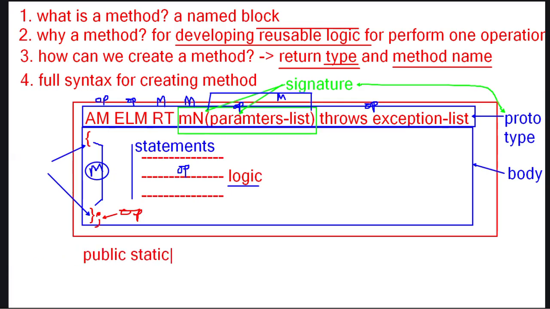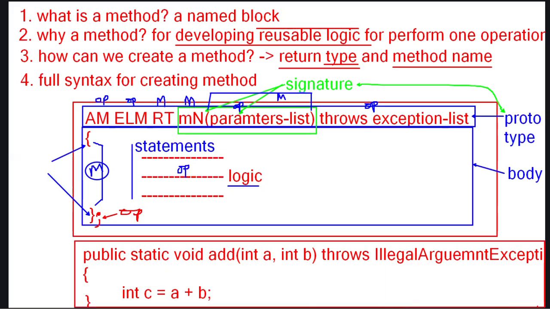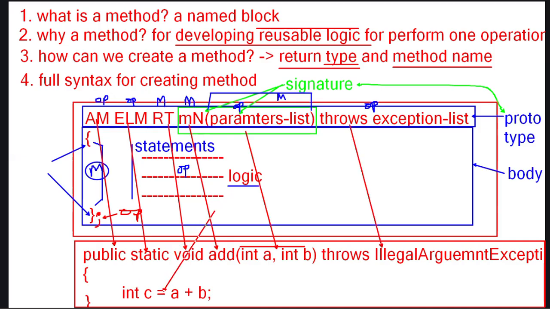I want to create one complete method: public static void add(int a, int b) throws IllegalArgumentException { int c = a + b; }. This is the complete syntax of method creation: public is the accessibility modifier, static is the execution level modifier, then return type, method name, parameter list, exception list, and then logic. Semicolon also you can use.